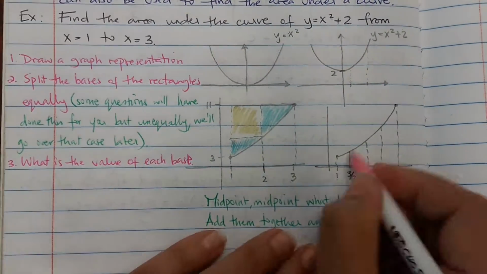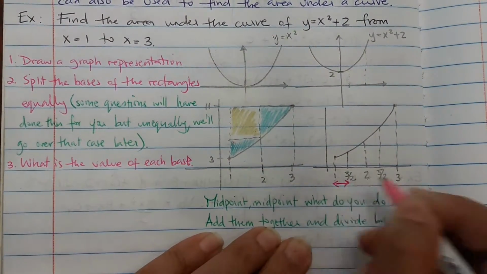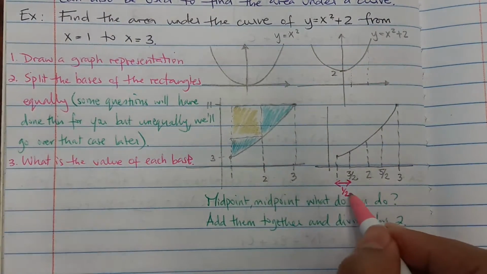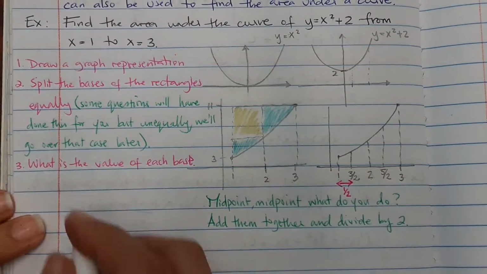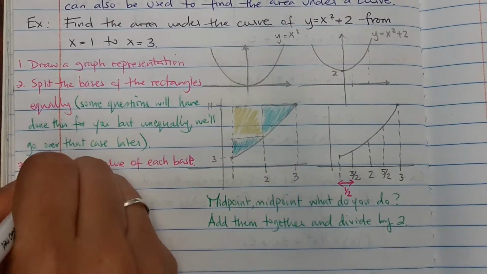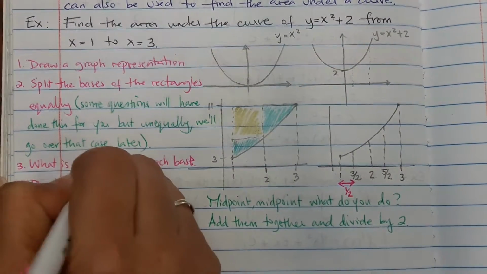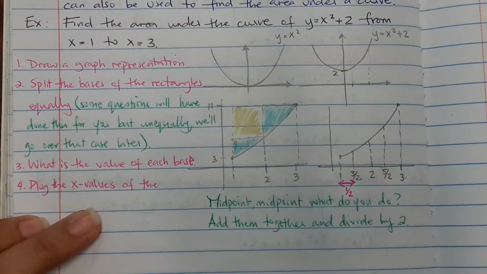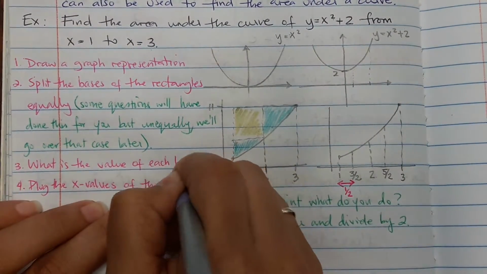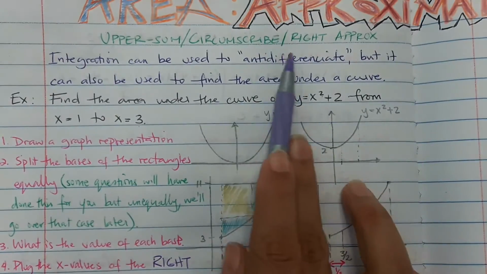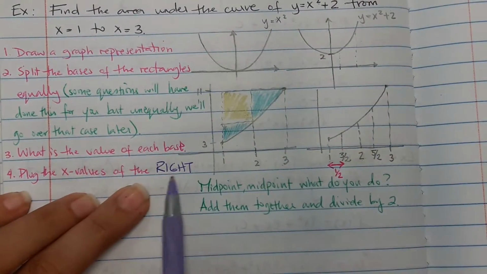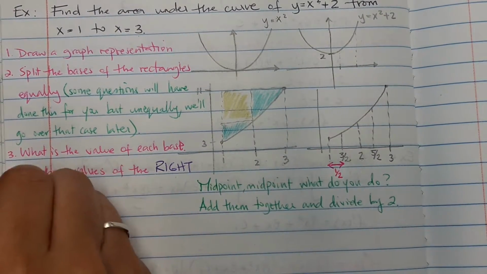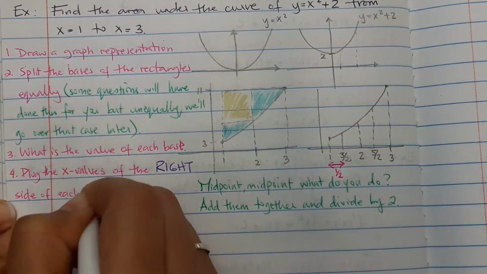So if you look at it, the difference between each of those bases is just a half. Every single one is a half because I split it equally. It makes life so much easier. So the base of every rectangle is a half in this case. Right, number 4 would be plug in the x values of the right side of each rectangle, because this is the right approximation. So the right side of each rectangle into the function to find the height.